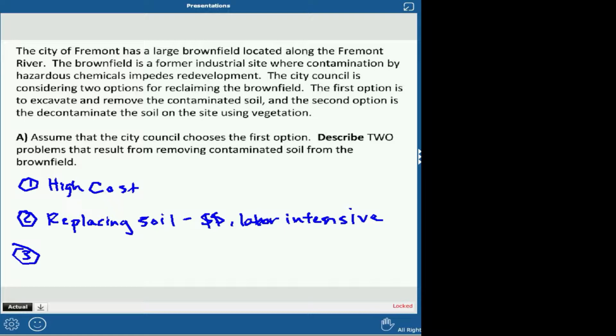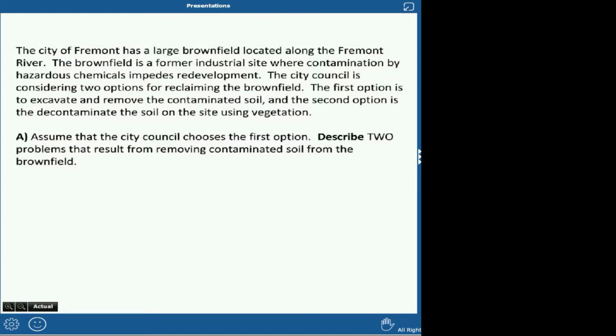You could also be disturbing the site ecologically, right? If you take away that stuff, you could cause more erosion. You have to transport this contaminated soil somewhere, which costs money. Any workers that are working on this might be exposed to it, and that could be a problem. And then, still the groundwater contamination, it's not going to fix that, right? Because you're not going to be able to get every single little piece of soil. Okay, so those are some problems with the first method.